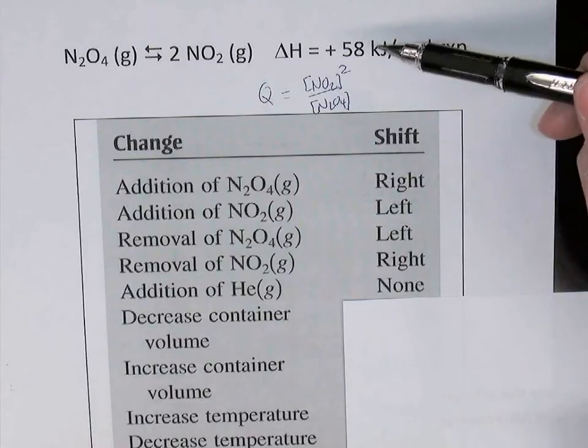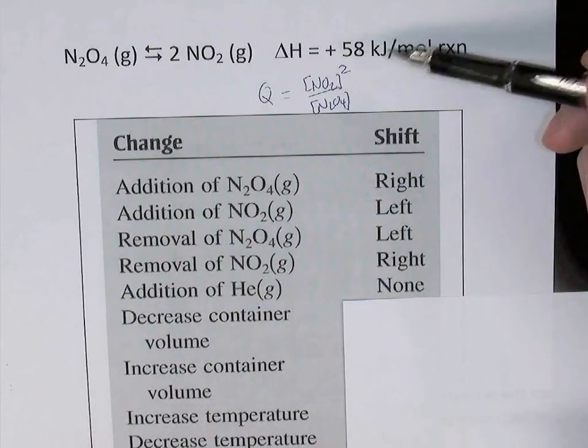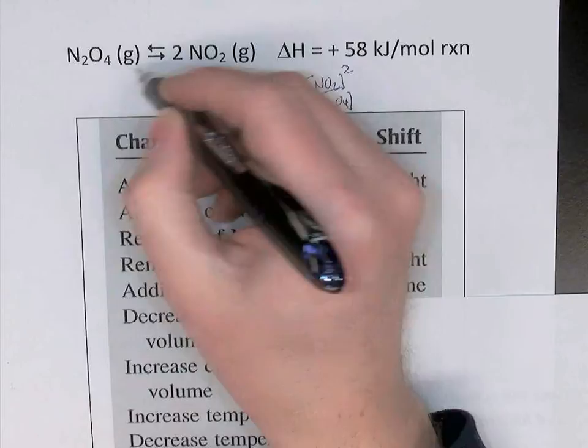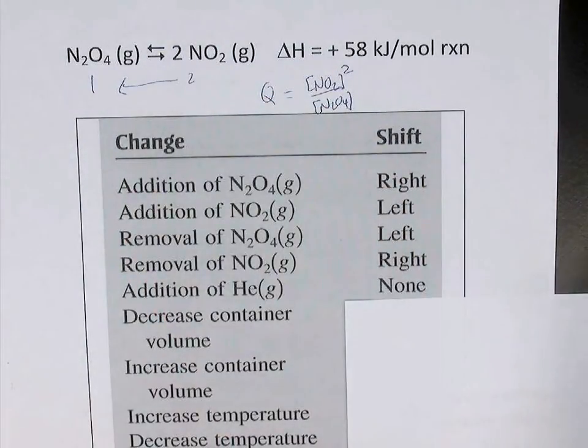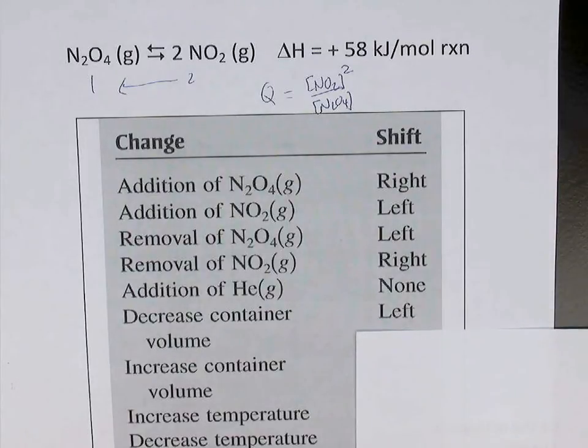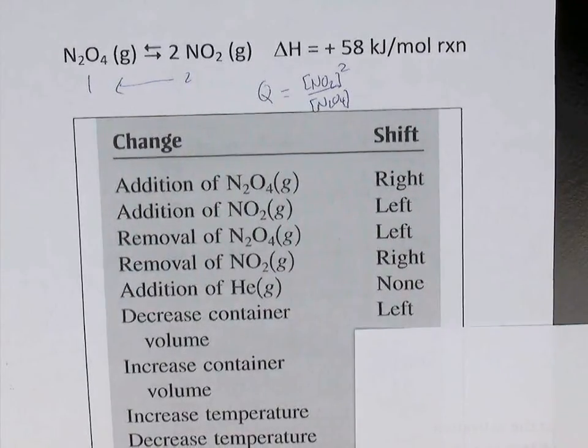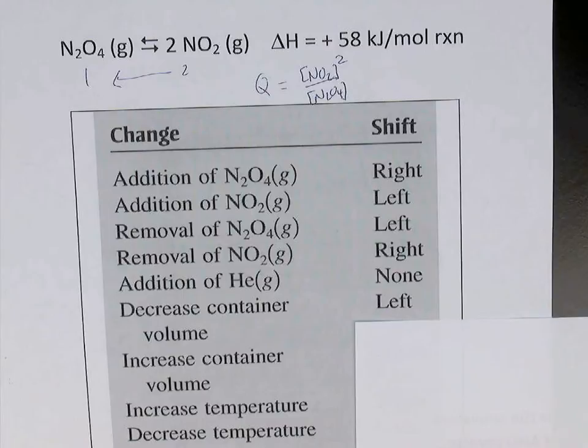Decreasing the volume of the container will cause the pressure to go up. The system will try to reduce that pressure by removing some gas. Since we have 2 moles and 1 mole, to reduce the amount of gas, the system will shift to the left. Increasing the volume is the opposite reasoning. The system's going to try to make more gas to raise the pressure, and so there'll be a forward shift to the right.